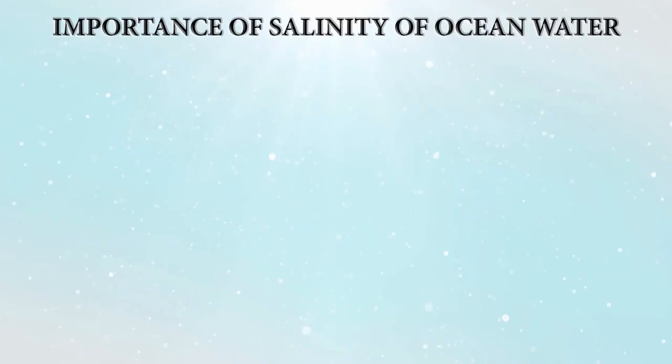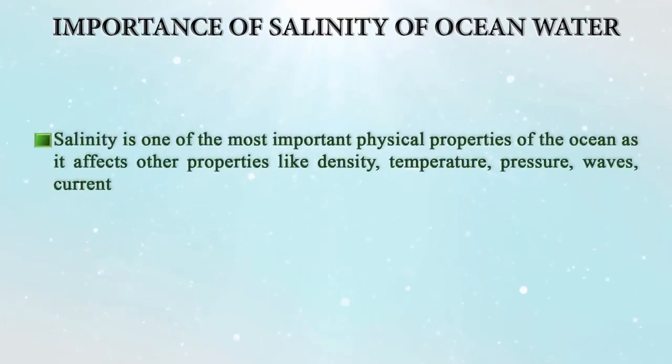I have already explained how the balance of salinity is maintained. Now, what is the significance of salinity of seawater? Salinity is one of the most important physical properties that affects other properties of seawater like density, temperature, pressure, waves and currents. We are going to study the oceanic circulation in the form of waves, currents, tides in the subsequent video programs. But here we are covering only salinity.